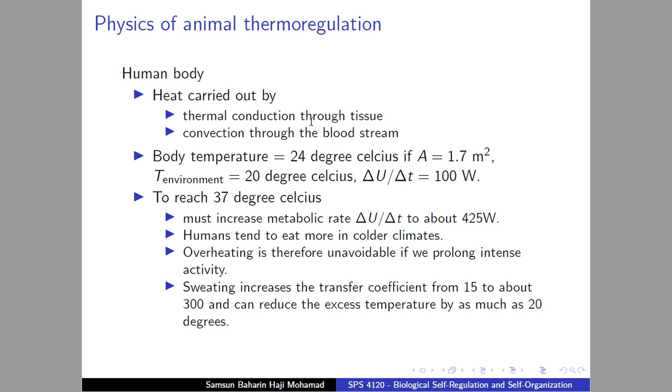Okay, so this one is for the climate. So kalau kita berlatih atau buat exercise, contohnya main rugby, walaupun kita main rugby 80 minit tanpa henti, there will be no sweat, tak ada langsung. Okay, sweating increases the transfer coefficient from 15 to about 300 and can reduce the excess temperature by as much as 20 degrees. So this one, kalau kita berada dekat tempat panas, kita akan berpeluh dan kita akan reduce the temperature in our body.